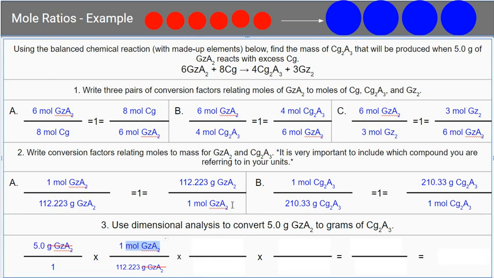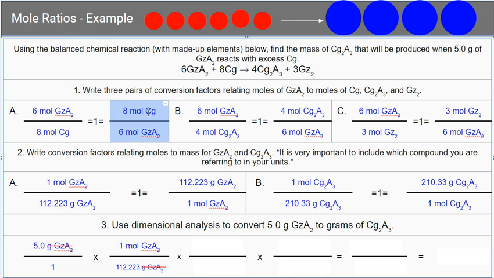You might be tempted to say, oh, look, here we go. This one's perfect. But we just go right back to mass of GZA2. That's where we started. So we don't want to use this conversion factor because it doesn't get us closer to our goal of finding the mass of this compound, the Cg2A3. So instead, let's look for another option. We're looking for moles of GZA2 in the bottom. If we use this one here, this will give us moles of Cg on top.